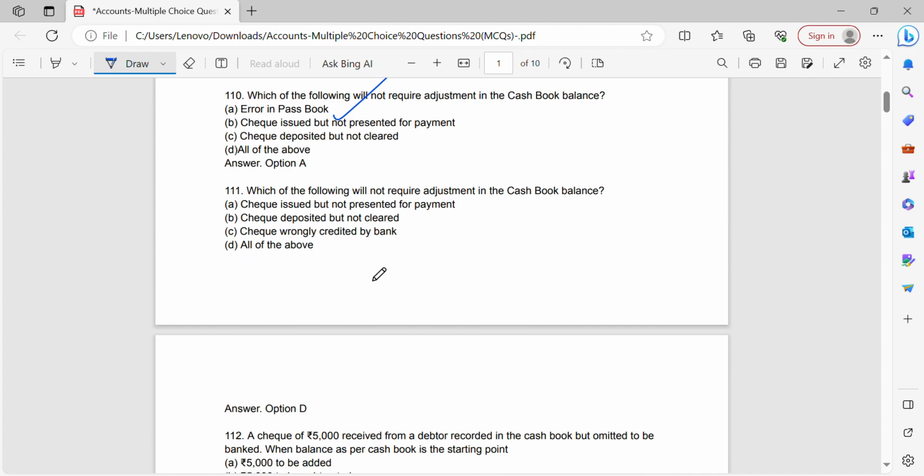Which of the following will not require adjustment in the cash book balance? Check issued but not presented for payment, check deposited but not cleared, check wrongly credited by bank, all of the above. Answer is D, all of the above.